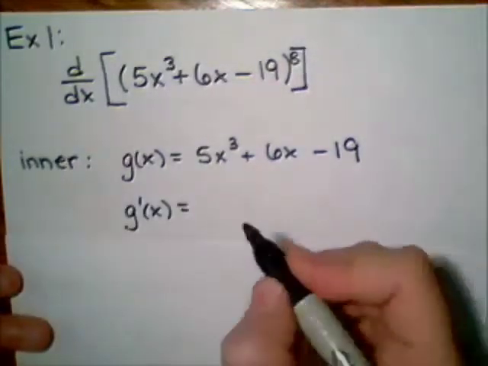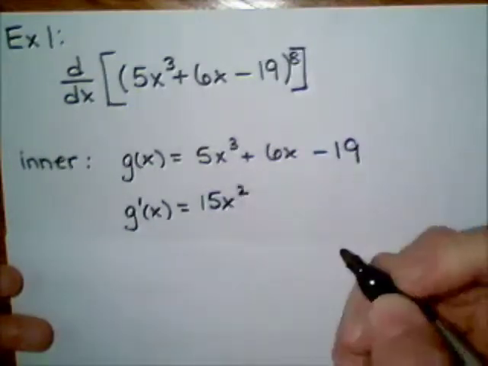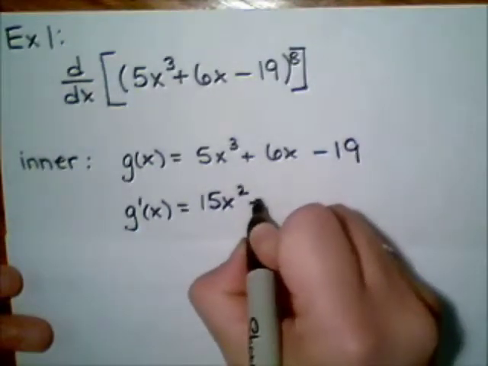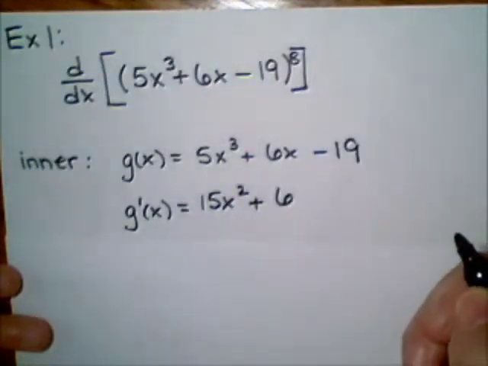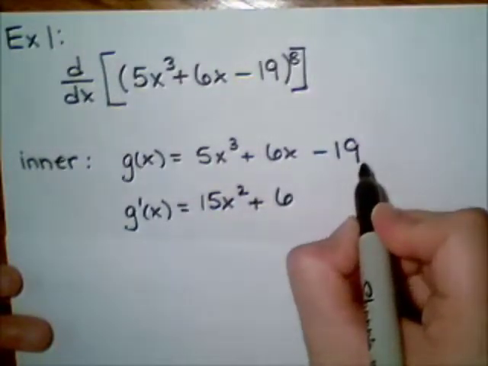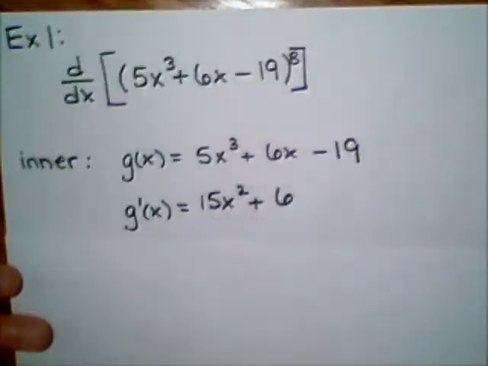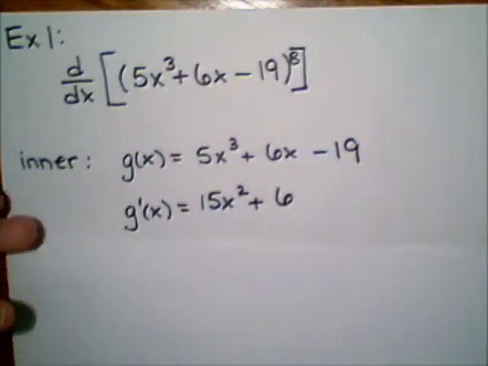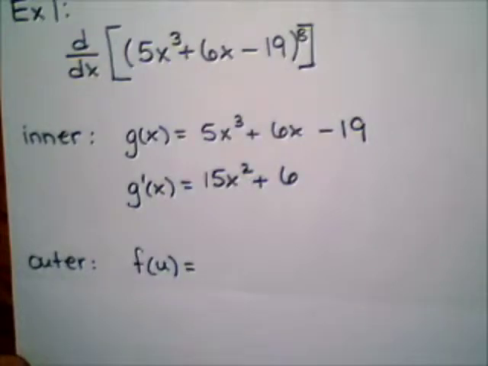Next, we'll take the derivative of g. So we use the power rule and get 15x squared plus the derivative of 6x, which would just be its coefficient 6. And the derivative of negative 19? Well, that would just be 0. So we're left with 2 terms in the derivative. So we took the derivative of the innermost function, and then we turn our attention to the outermost function.